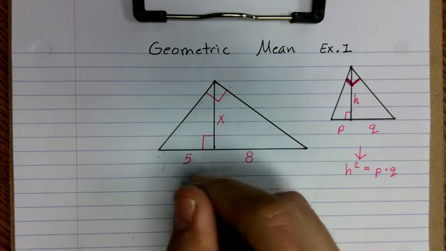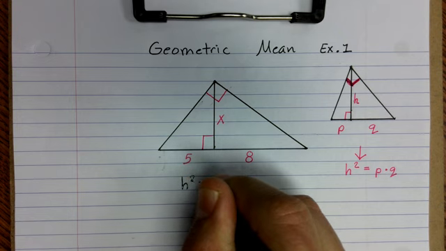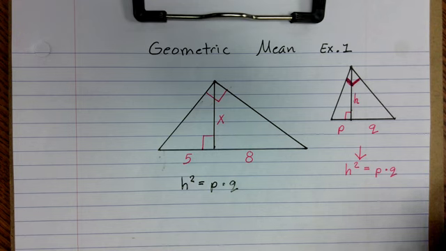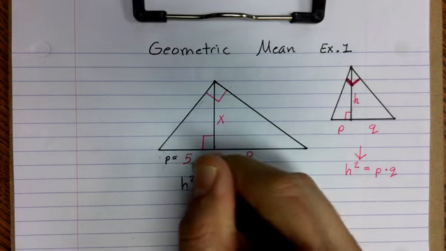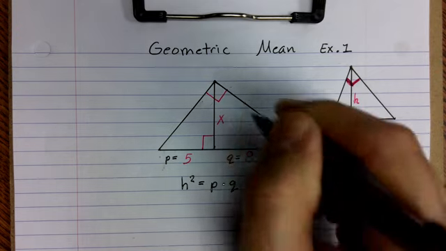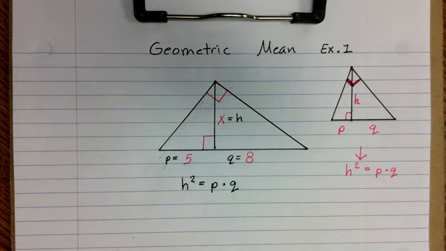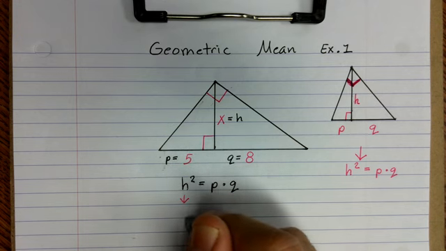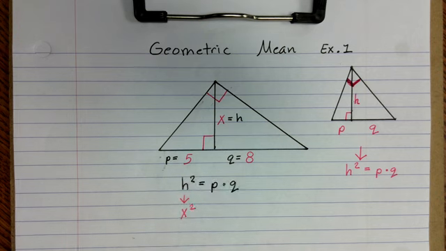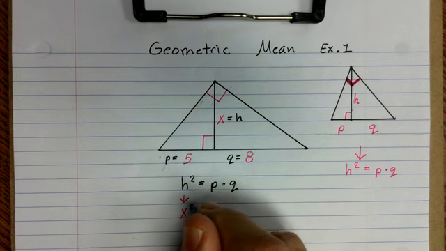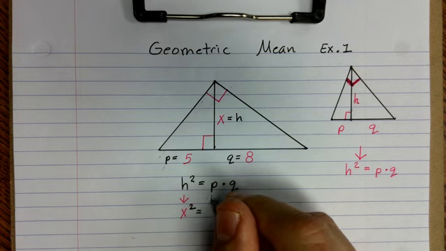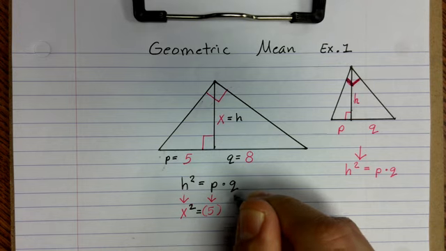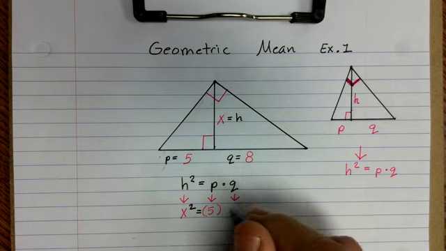So let me write h squared is equal to P times Q. So this is going to be my P value, this is my Q value, and X represents my H. So I'm going to replace these variables with those values that are given to us. So H is going to become X squared, and that's going to be equal to the value of P, which is 5, times the value of Q, which is 8.